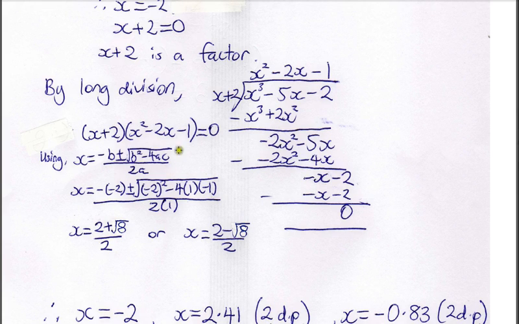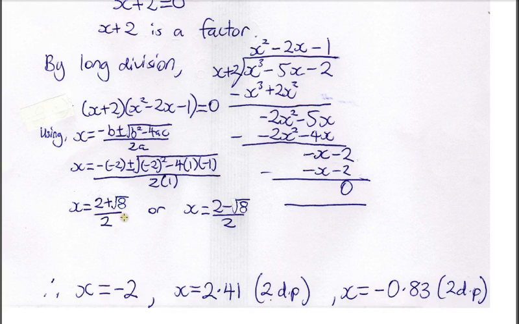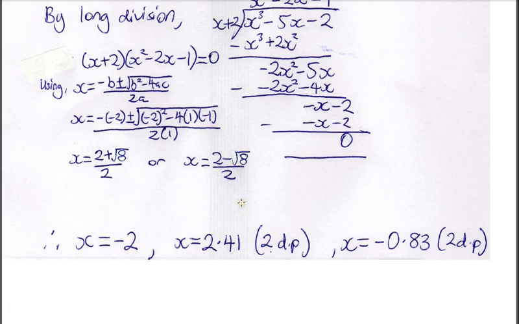Using the quadratic formula, we find two values of x corresponding to (2 plus root 8) over 2 and (2 minus root 8) over 2. Therefore, the three values of x are x equals negative 2, x equals 2.41 corrected to 2 decimal places, and of course x equals negative 0.83 corrected to 2 decimal places. That's the answer for part B.